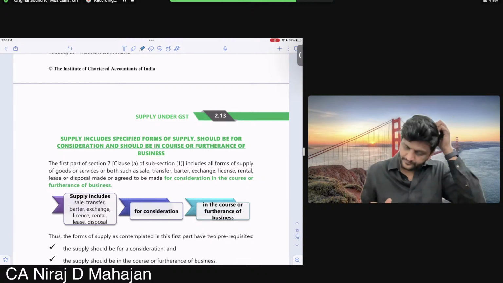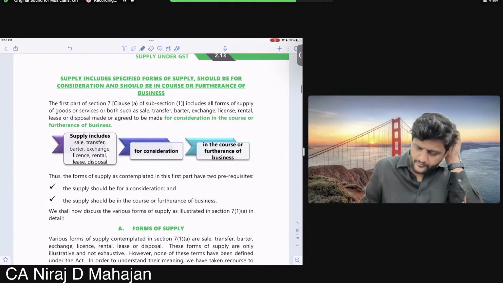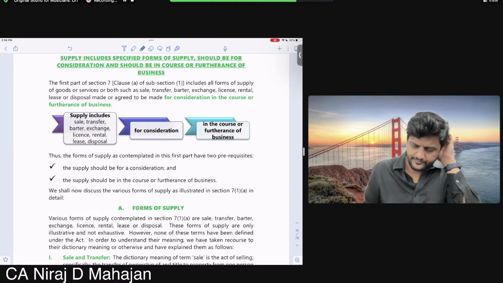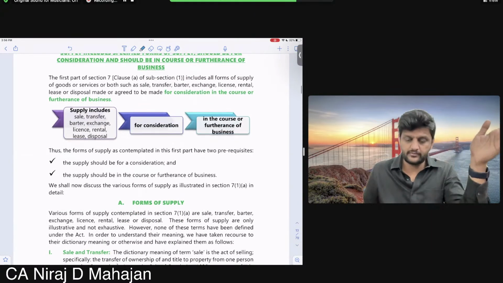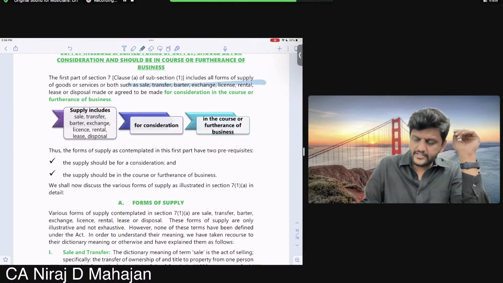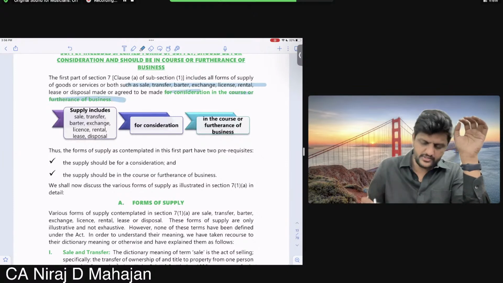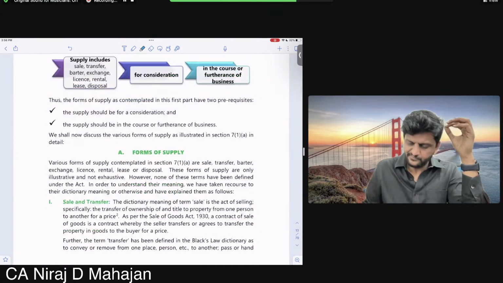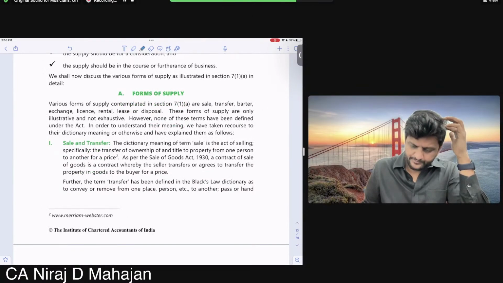Can you go ahead? And the other things are getting repeated now. So 7.1a. All of these things which are discussed, for a consideration in course of furtherance of business. ठीक है? चलो. First one.